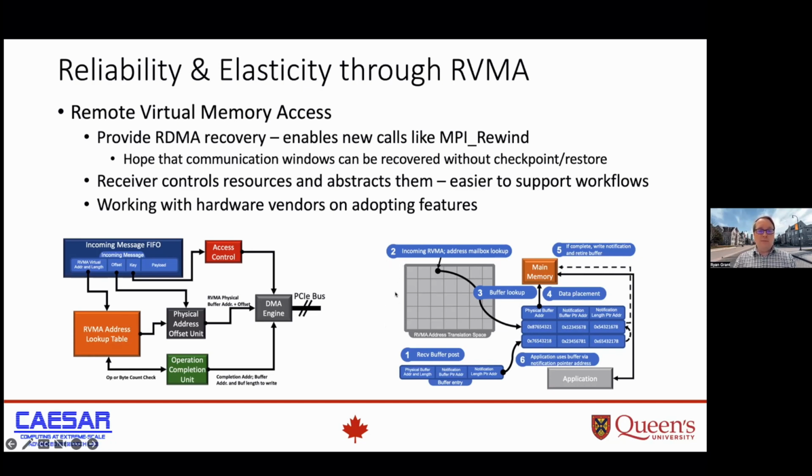So RVMA helps us abstract communication buffers, and this makes it a lot easier to support workflows in that receivers aren't necessarily tied to sending hardware in any way. So we can move communications, we can resize things and move processes around between systems without requiring changes on both the sender and the receiver side, because RDMA up to this point was entirely controlled on the sender side and knew low-level details about the receive side resources.